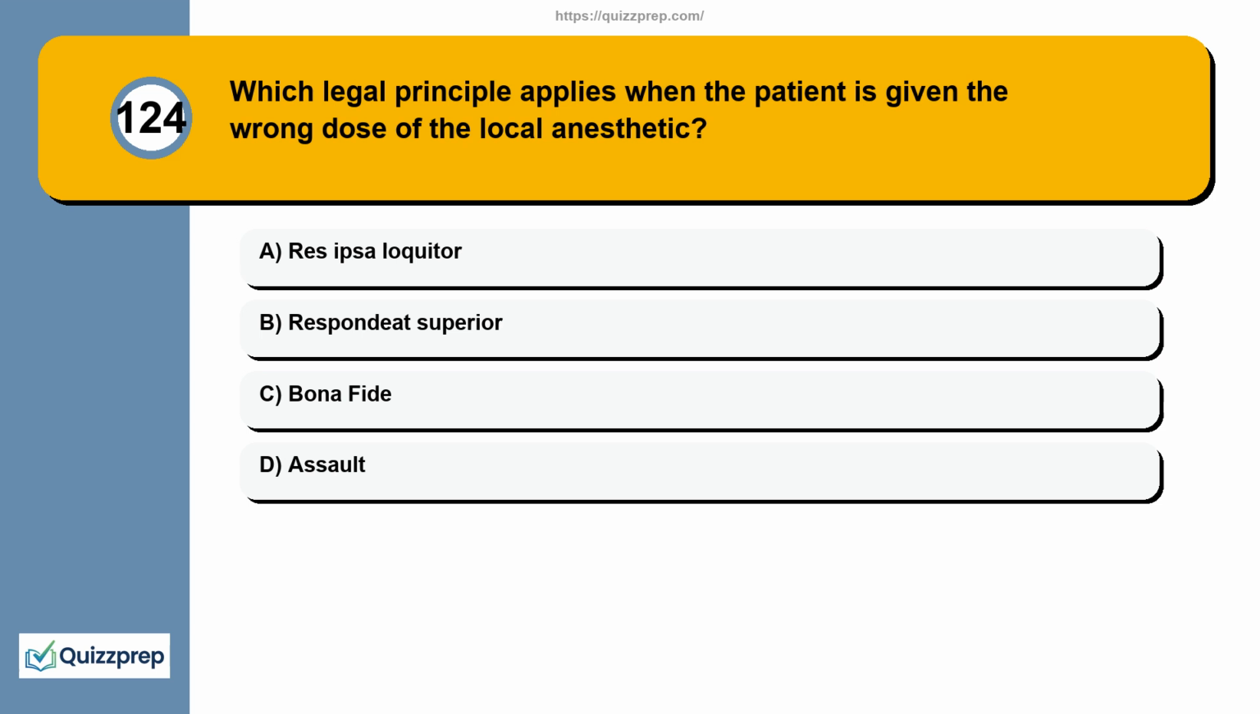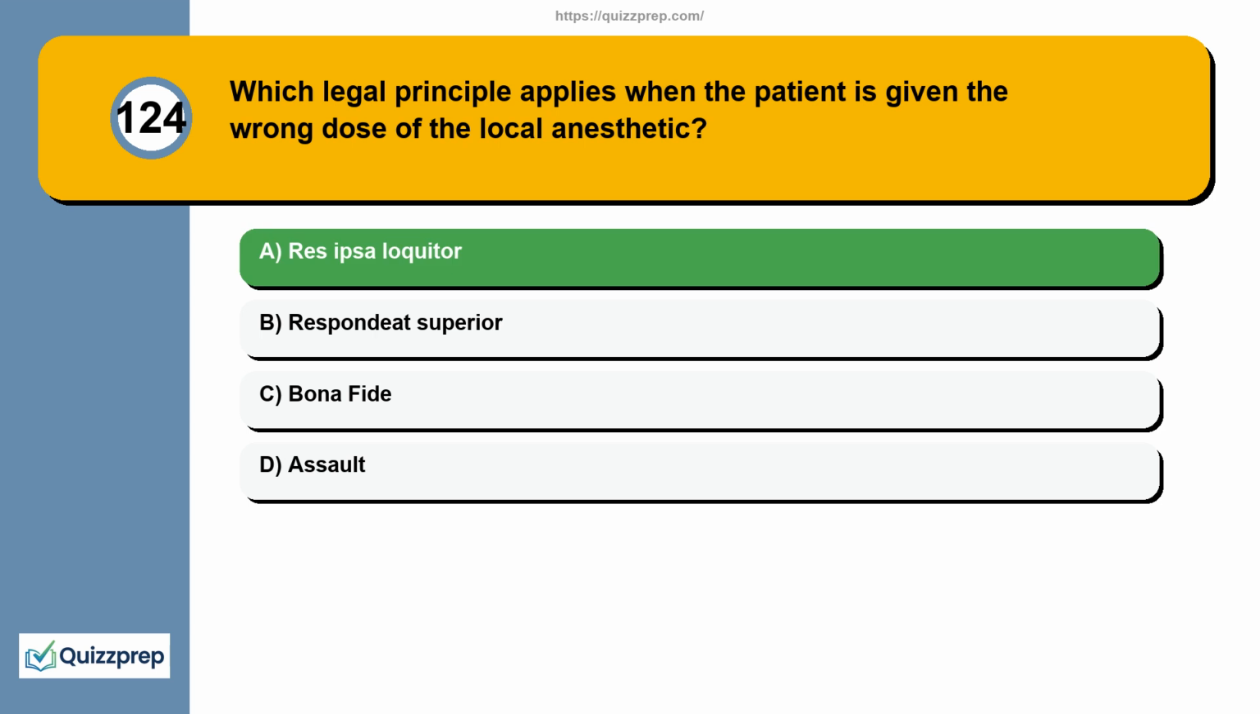Question 124. Which legal principle applies when the patient is given the wrong dose of the local anesthetic? Option A, res ipsa loquitur. Option B, respondeat superior. Option C, bona fide. Option D, assault. The correct answer is option A, res ipsa loquitur.